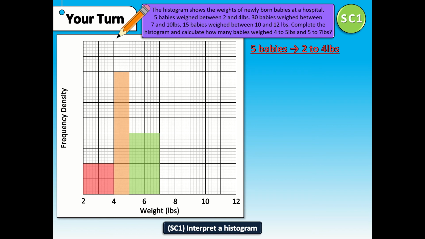So first of all, let's look at the red section. We know the red section represents 5 babies. So that means the area of the bar is 5. It's got a width of 2 because it goes from 2 to 4. So if we divide that by the width, we'll get the height. So it's got a height of 2.5. So now we can fill out the rest of the frequency density.